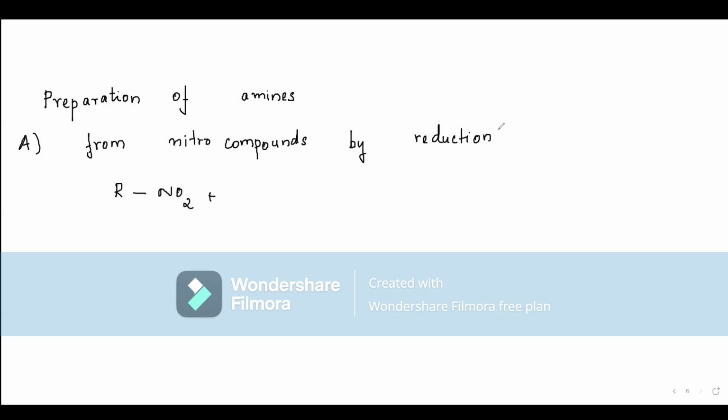RNO2, this is to be reduced. What is reduction? You can add hydrogen, or removal of oxygen is also reduction. So here I'm removing oxygen and adding hydrogen. So RNO2 plus H2. When I add hydrogen, I need a catalyst. What catalyst can I use? I can use metals like nickel, platinum, or palladium as the catalyst.